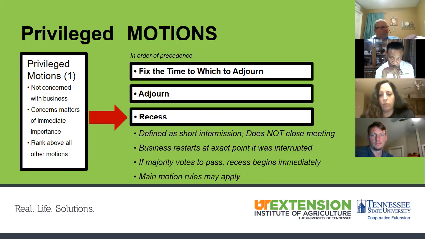If the motion to recess for 10 minutes passes, as chairman, I would say the motion passes, we will be recessed for 10 minutes. We will rejoin our session 10 minutes from now. When we come back in 10 minutes, we're back in the middle of that discussion where we left talking about the main motion to buy a red car. Make sense? We didn't end the meeting. We just took a short intermission.